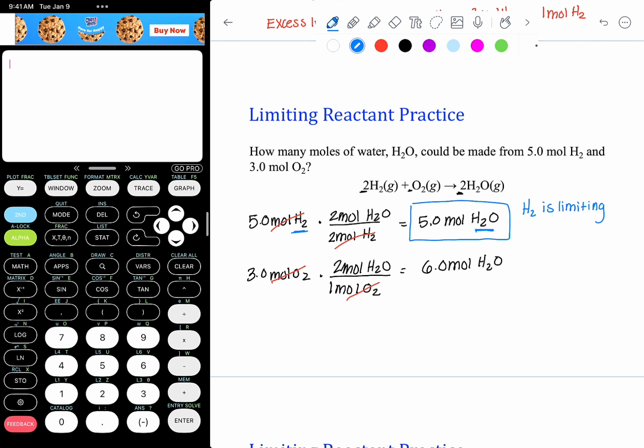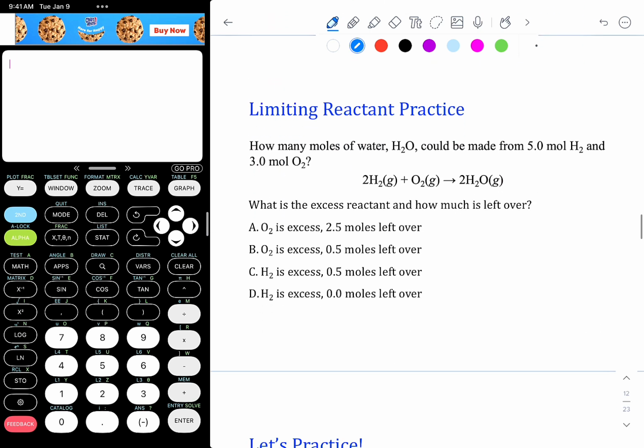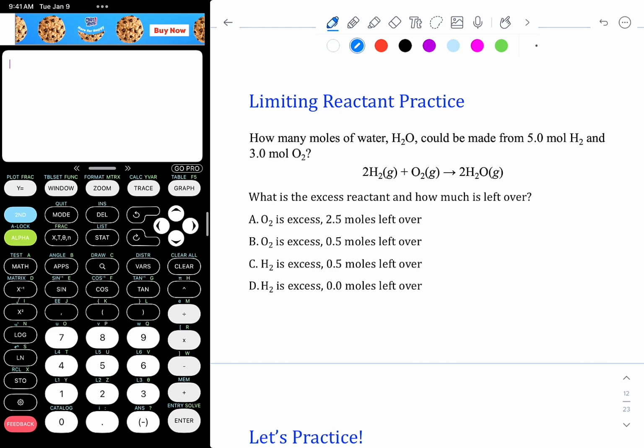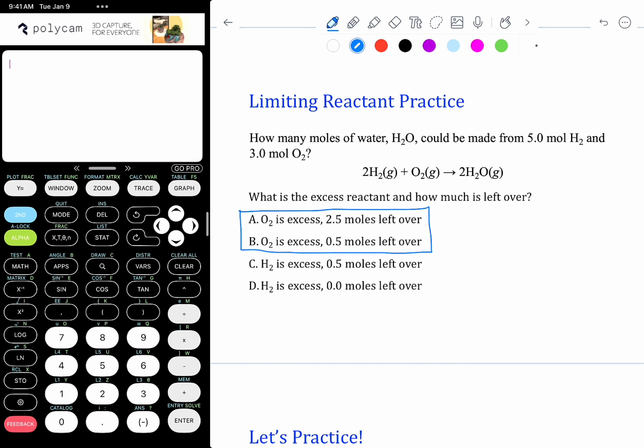So I'm only going to create 5 moles of water because I used up all 5 moles of my hydrogen gas. This means that O2 is excess. Which brings us to our next question. For the same reaction, what is the excess reactant? Well, we just said that that is O2, so we know that our answer is going to be one of these two. And how much of it is left over?